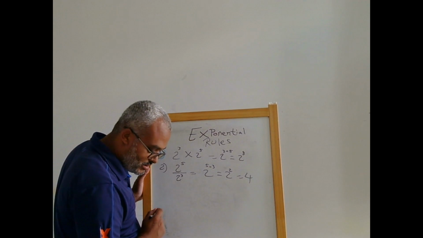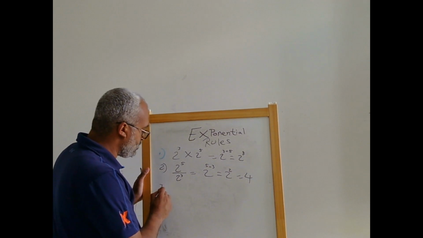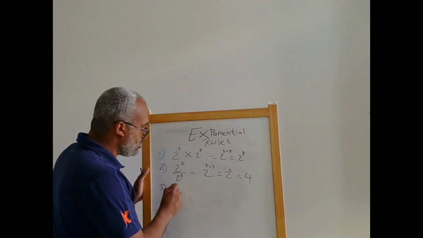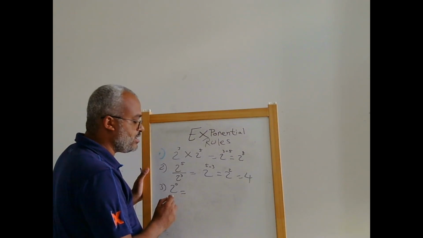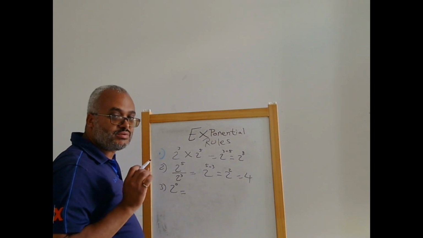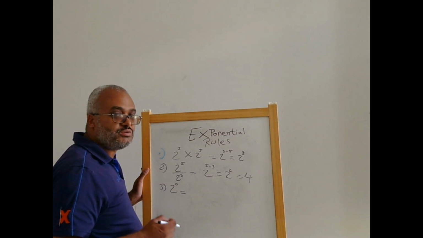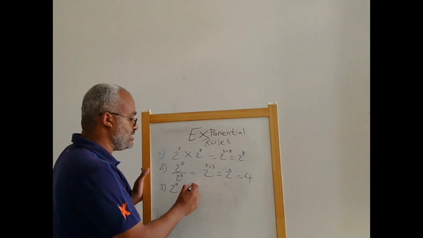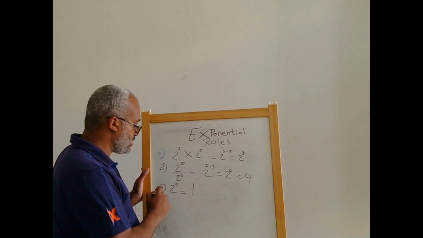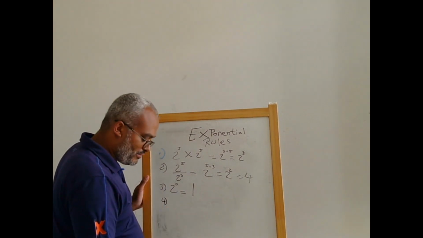That's correct. Now, let's say I give you 2 to the power of 0. This is the zero exponent rule. Anything to the power of 0 is, that's right, 1. Let's do another example.